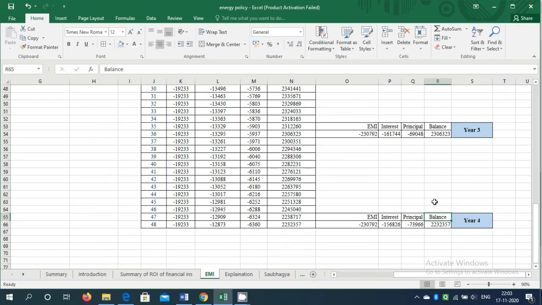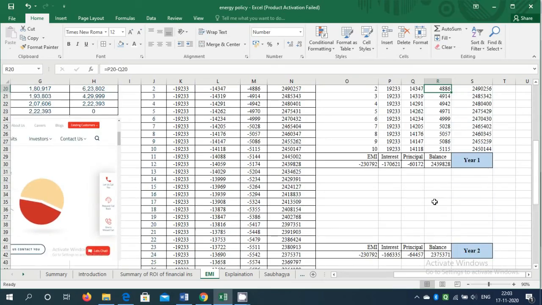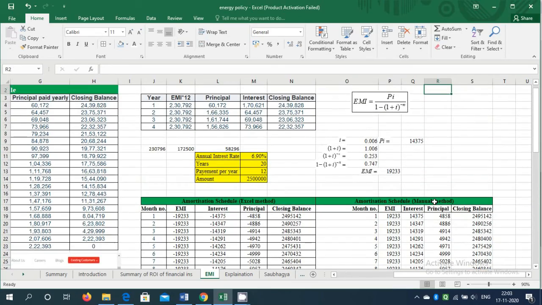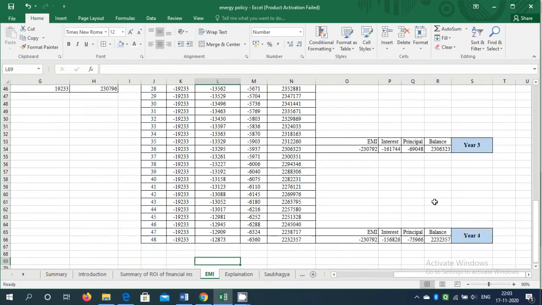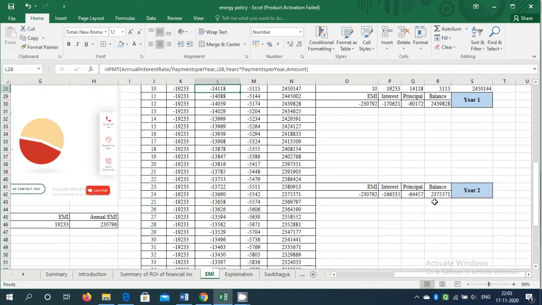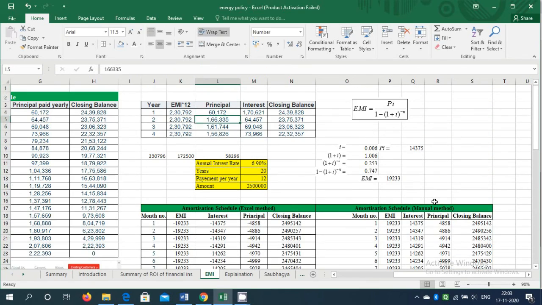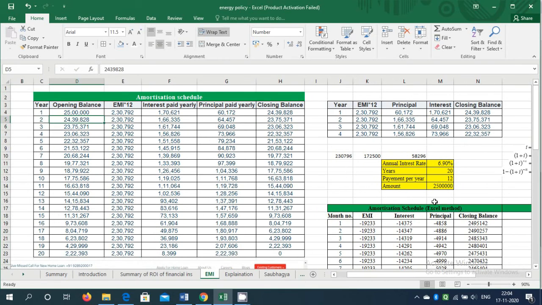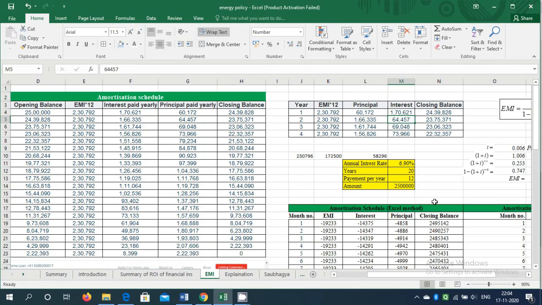Principal value is also coming 73966. You can check over there, 73966 for the 4th year. Interest also has been given this way. The principal amount is 156826. So this way we have calculated for the 4 years as per the amortization schedule, and you can match this value also. Thus we can prepare the amortization schedule of any loan amount.